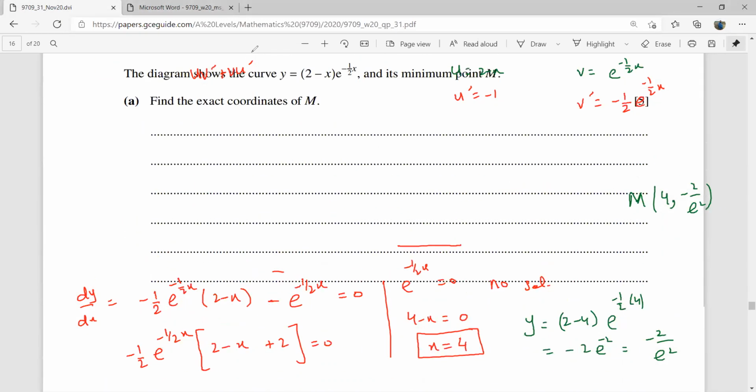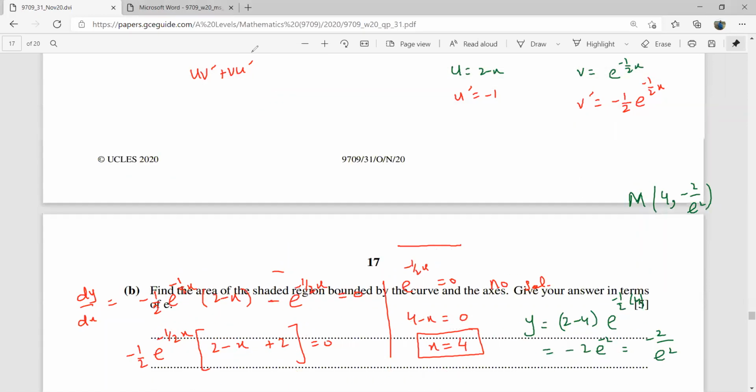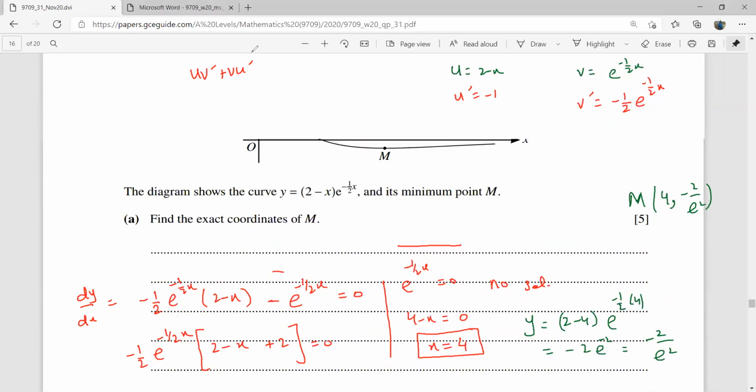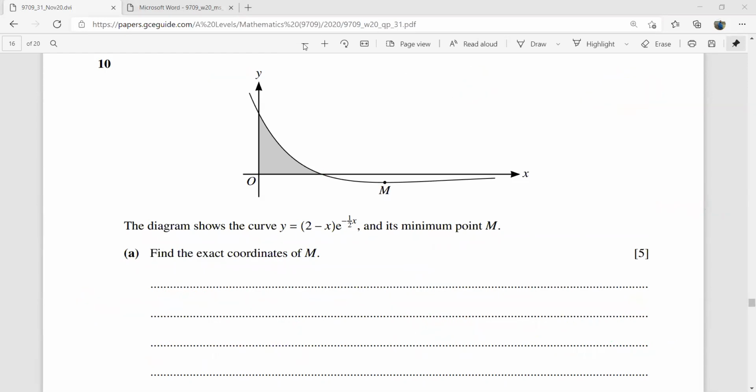Okay, next it says find the area of the shaded region bounded by this. Give your answer in terms of e. We have to find the area here. To find this area, you need to have this point over here. What is this point over here? I think we don't need this M, so I'm going to erase all this working here. Okay, so let's find this point.